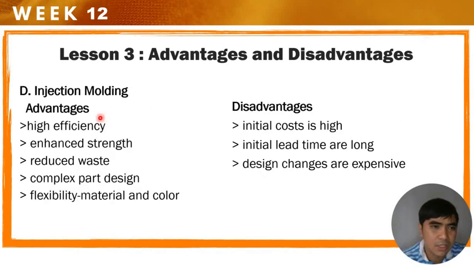Next, injection molding advantages: high efficiency, enhanced strength, reduced waste, complex part design, flexibility, material, and color. So injection molding is used in a semi-automatic manufacturing process also. That's why it has high efficiency, meaning there are many parts being produced in a short period of time.